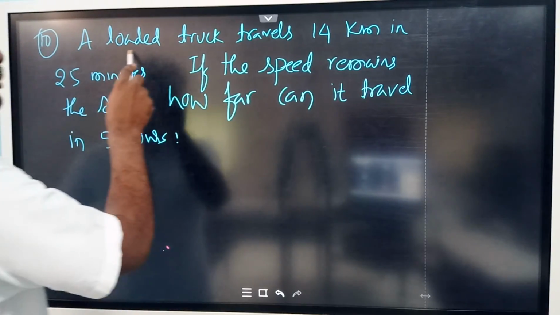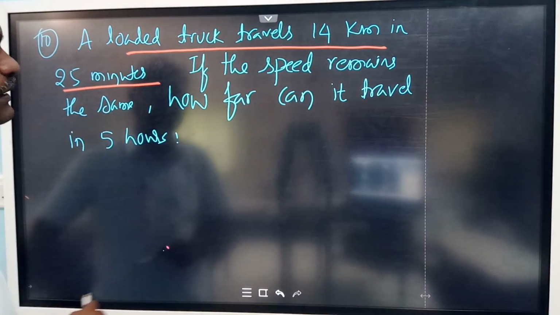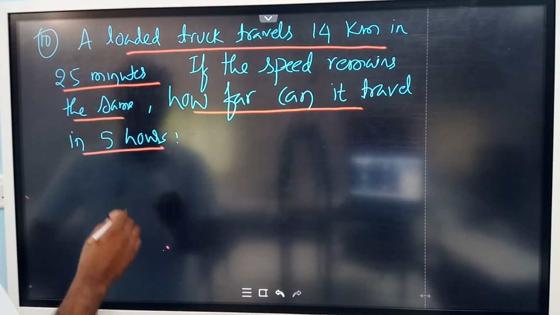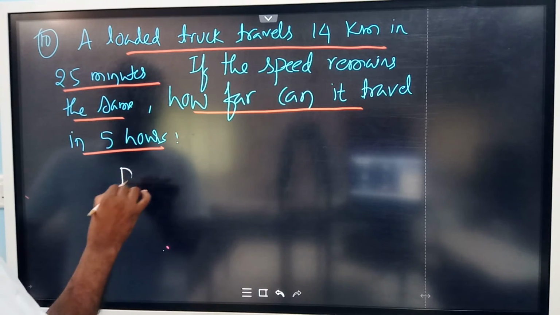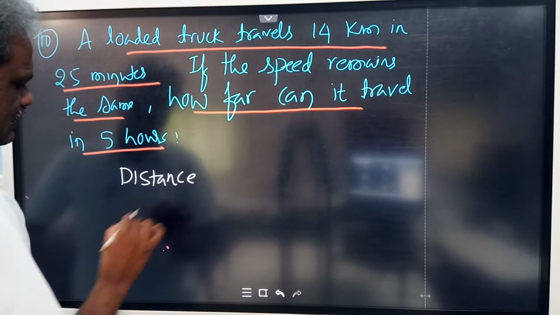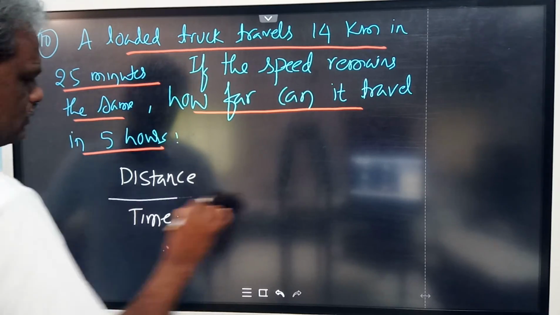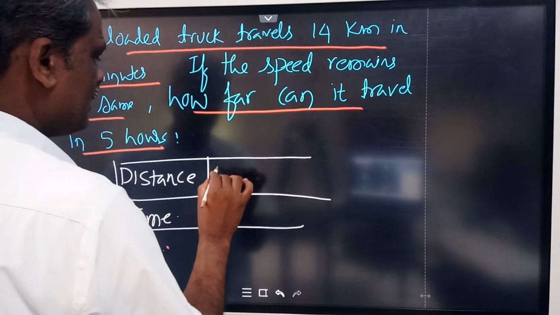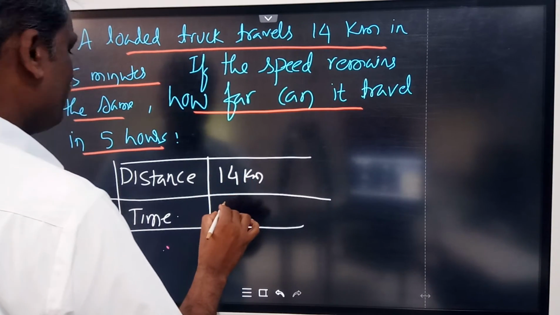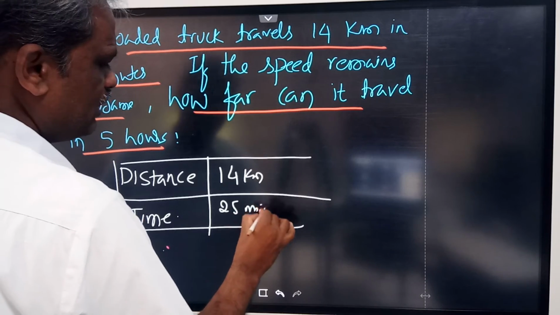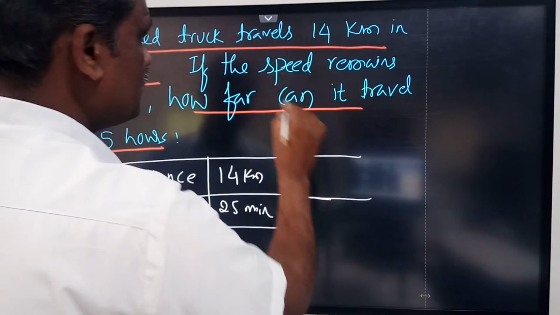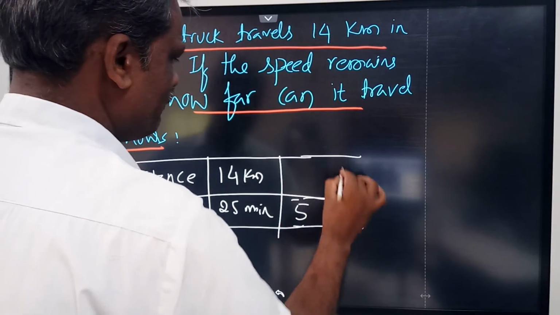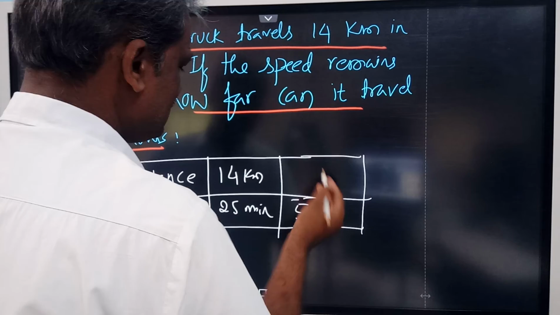A loaded truck travels 14 kilometers in 25 minutes. If the speed remains the same, how far can it travel in 5 hours? You can write the distance covered and the time taken. You can make a table like this with the distance and time. So a truck covers 14 kilometers in 25 minutes. The question here: at the same speed in 5 hours, how much distance does it cover?